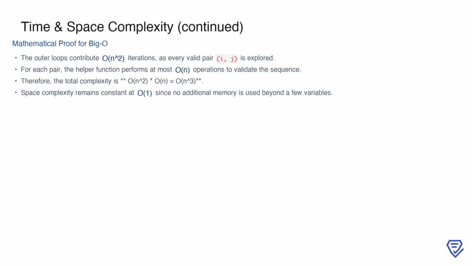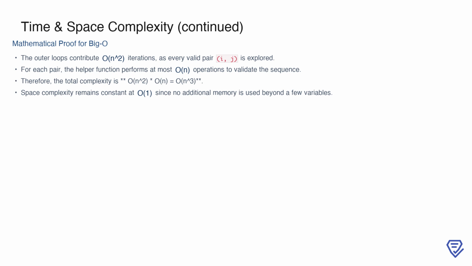Finally, let's solidify the time complexity with a mathematical explanation. The outer loops together contribute O(n squared) iterations as they explore all valid pairs, i, j. For each pair, the helper function performs at most O(n) operations to validate the additive sequence. Multiplying these contributions gives a total complexity of O(n squared) times O(n), which simplifies to O(n cubed).